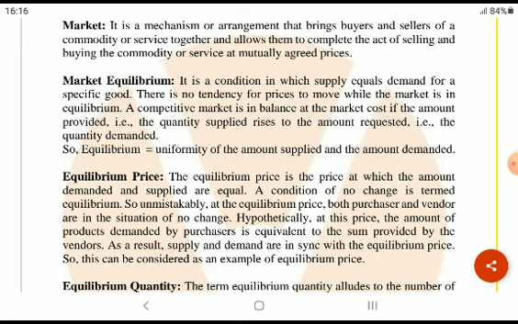There is no tendency for prices to move while the market is in equilibrium. A competitive market is in balance at the market price if the amount provided, the quantity supplied, equals the amount requested, the quantity demanded. So equilibrium is equal to uniformity of the amount supplied and the amount demanded.